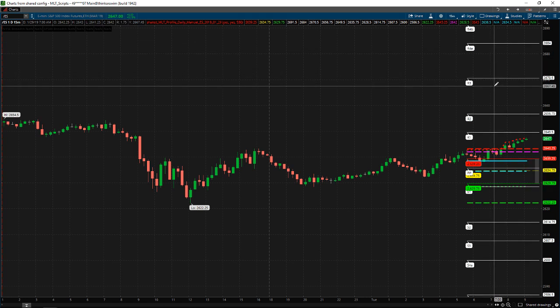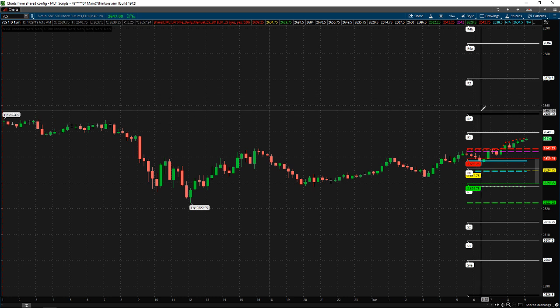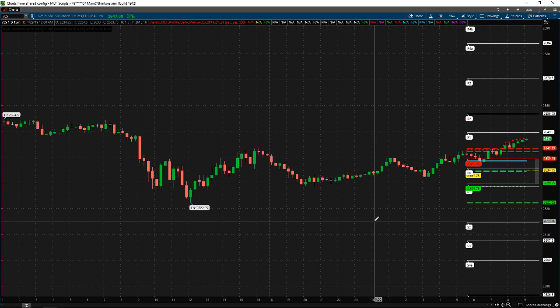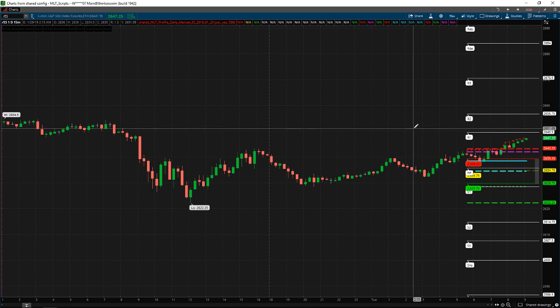R2 26.56.75. R1 26.49 half. The pivot point for the day comes in at 26.35.75. S1 26.28 half. S2 26.14.75 and S3 26.07 half. S4A 2600.